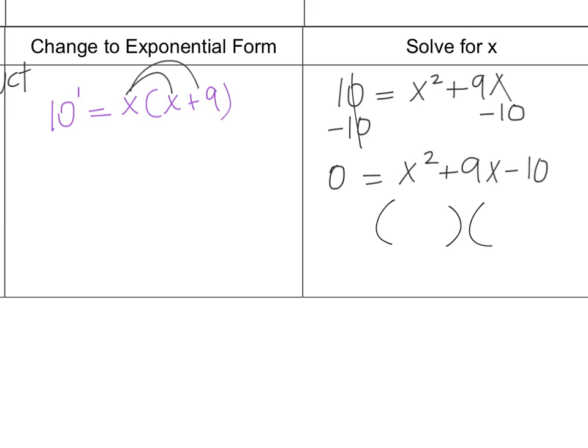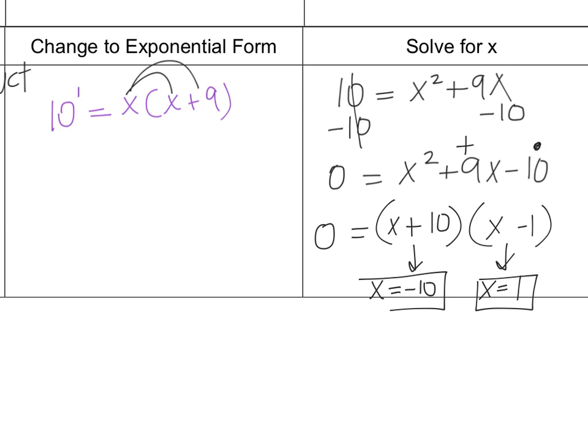You have to think of two numbers that multiply to give negative 10 and add to give 9. Those two numbers are 10 and negative 1. 10 times negative 1 is negative 10, and 10 plus negative 1 is 9. So x plus 10 is my first factor, and x minus 1 is my second factor. Now to solve this, you set each factor equal to 0 and solve for x. So the first solution is x equals negative 10, and the second solution is x equals 1.